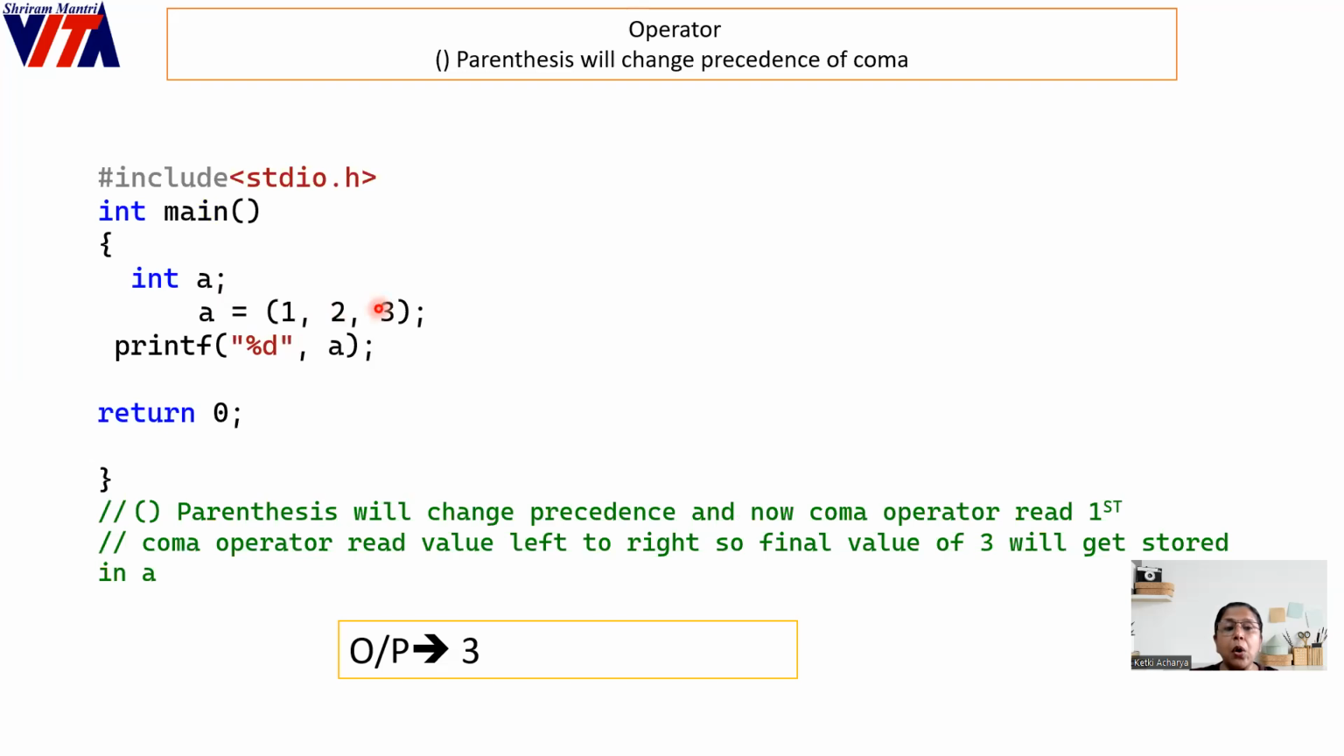And now the comma operator reads left to right. So how will it read 1, 2, 3? Finally it is reading the value 3, and then the assignment operator will apply. So the value of 3 gets stored into variable a.